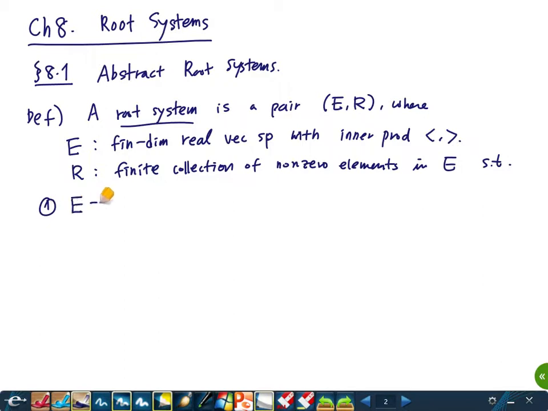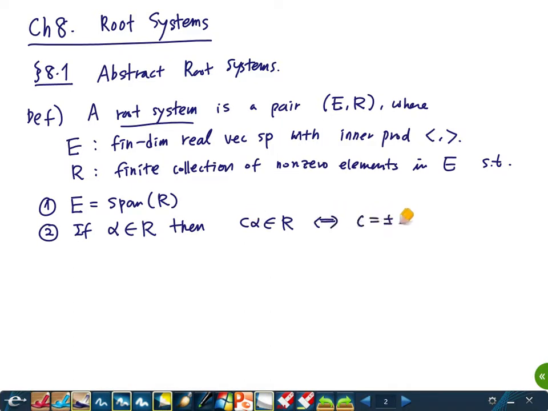First, E is spanned by the elements in R, and these will be called roots, of course. But that doesn't mean they are linearly independent. They are not always linearly independent. Second, if alpha is an element in R, then c alpha is in R for a constant multiple c if and only if c is plus or minus 1. We've already seen things like this.